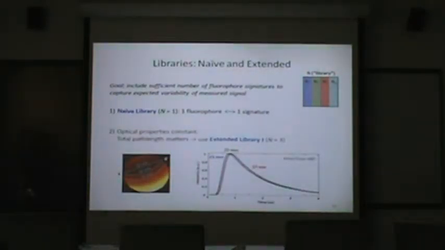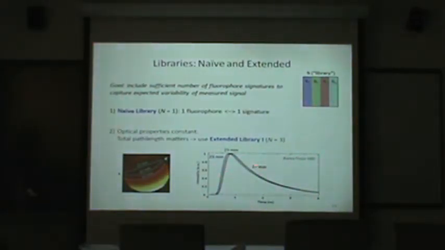So we can make a simplification. We can assume that the optical properties are constant with wavelength. And when we make that simplification, what we see is that the shape of the signature depends on the total path length. And by total path length, I mean if the fluorophore is located here, the total path length is the sum of the distance to the source and the detector. So all fluorophores located along this line, the same fluorophore, have the same signature. The ones located along this line have a slightly different signature, and this, etc.